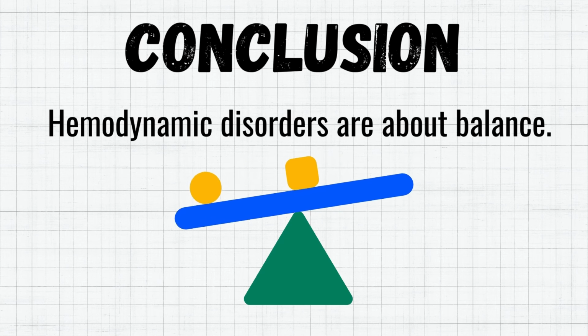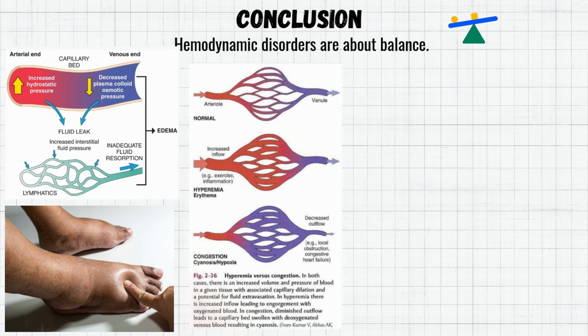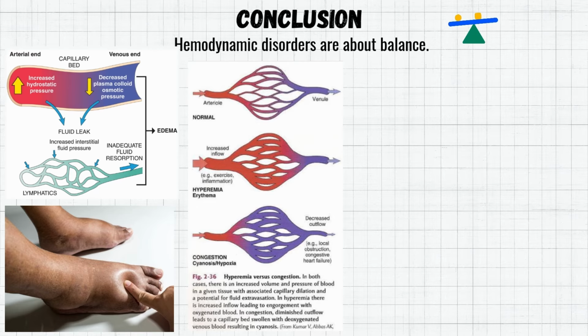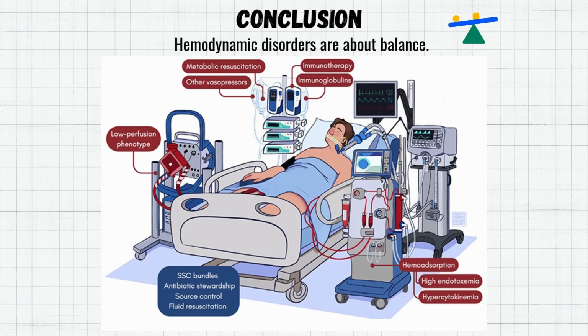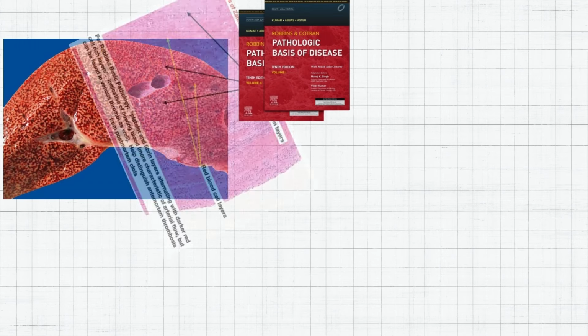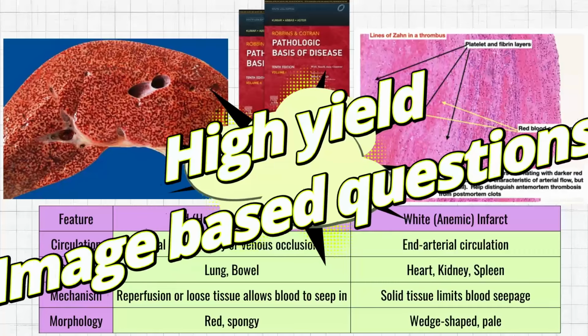Hemodynamic disorders are about balance. Fluid balance, edema. Blood flow balance, congestion, hyperemia. Clotting balance, thrombosis. Perfusion balance, causing shock. Read the morphology boxes in Robbins, especially for nutmeg liver, lines of Zahn, and red versus white infarcts. These are high-yield image-based questions.